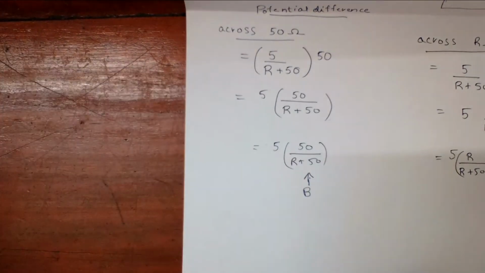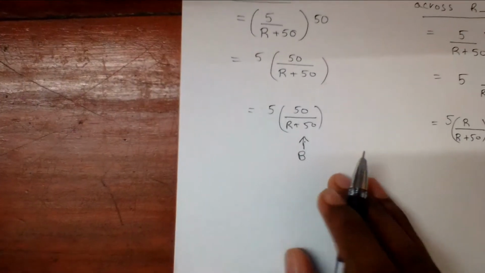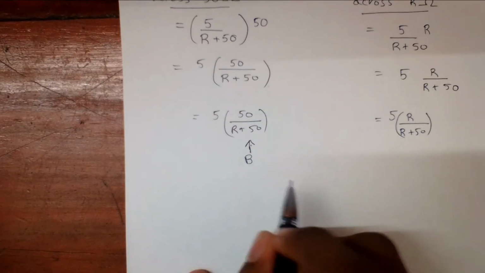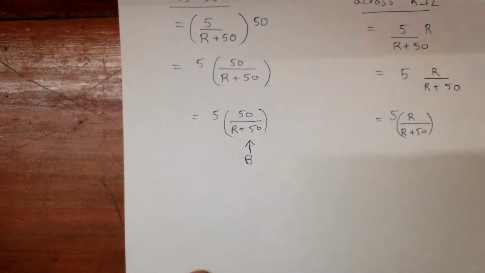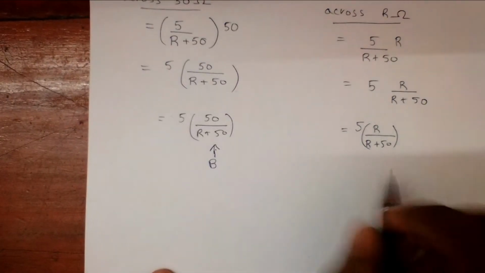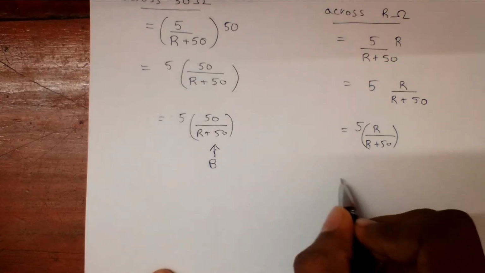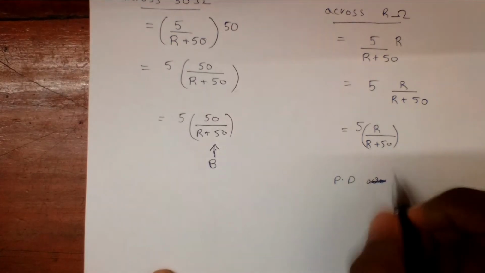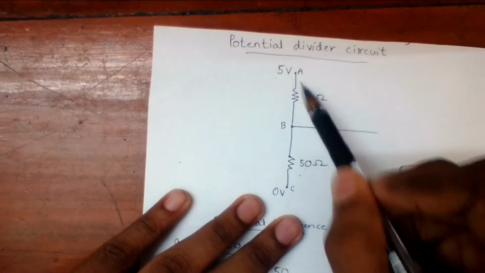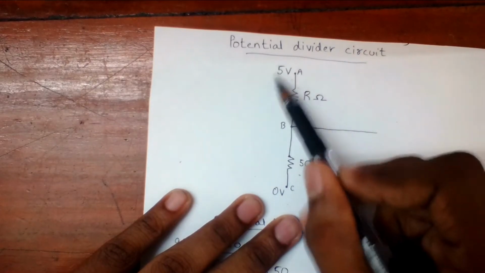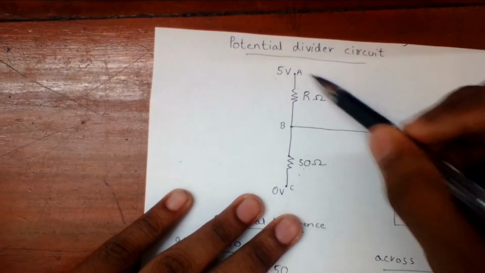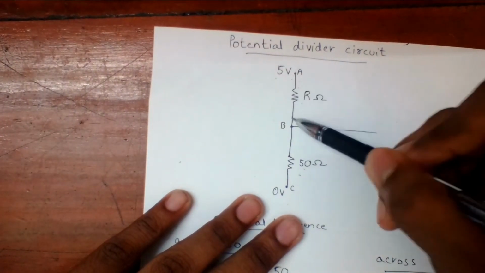Now what's the implication of these things? First of all, let's see if R is 0. If we substitute R equal to 0, we'll get the potential difference across R ohm to be 0. That means if it is 5 volt here, here also it will be 5 volt. So at B it will be 5 volt.